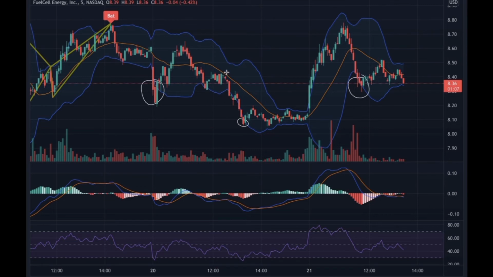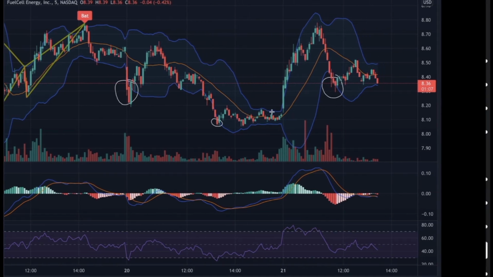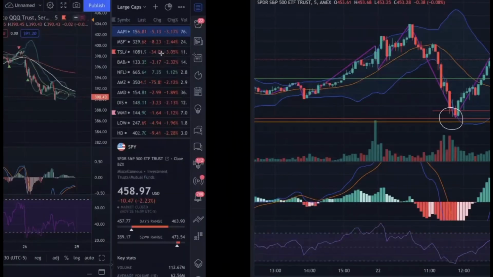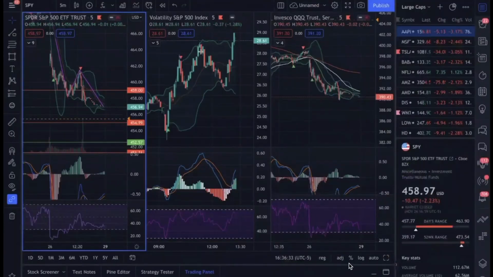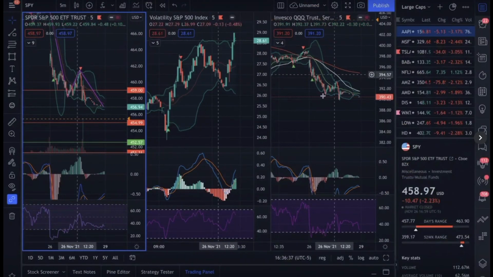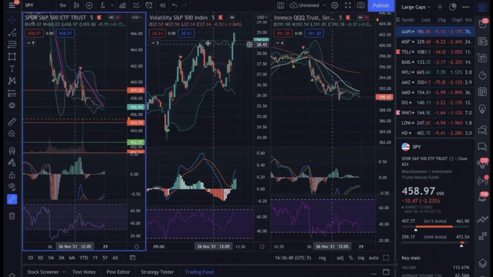If it could break, then if it retests, it most likely would be able to hit the top of the Bollinger Band. That's pretty much what we trade. And in regards to the chart, I always start off by putting on the SPY chart, VIX, and then the QQQ, so I get an understanding on the lower time frame.